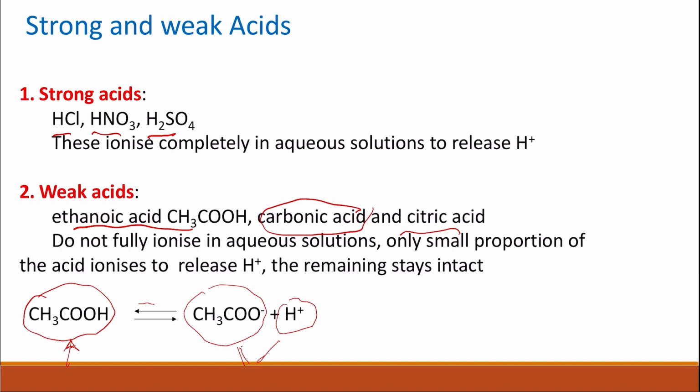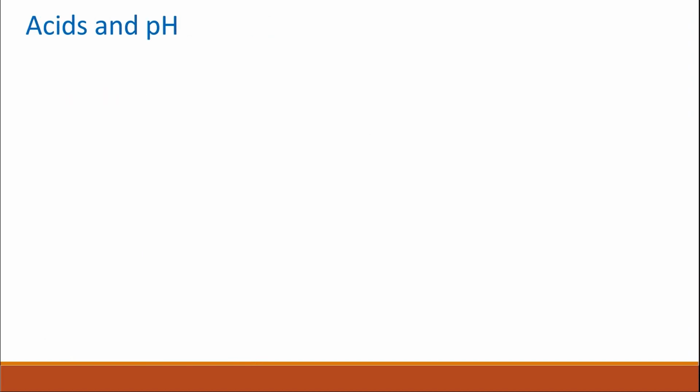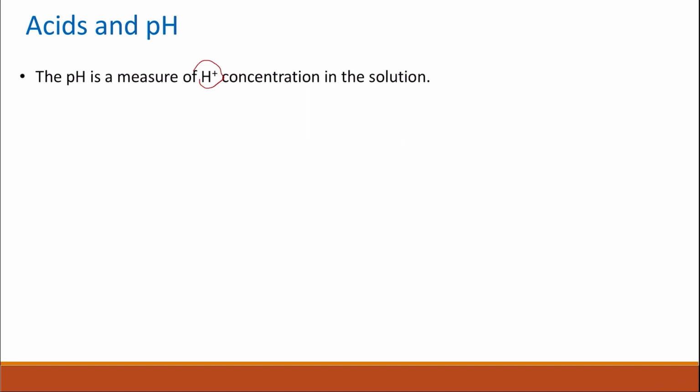At equilibrium, the rate of the forward reaction will equal the rate of the backward reaction. Normally, for a reversible reaction, we use these two arrows back and forth, which indicates the back and forth reactions happening at the same time. So these are called weak acids. So what about the acids and the pH? A pH is a measure of the hydrogen ion concentration in a solution.